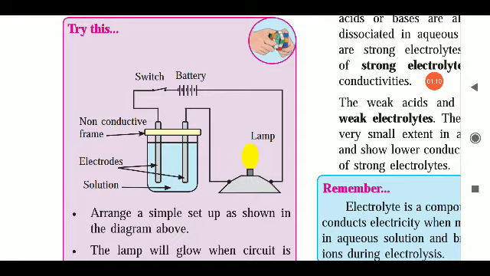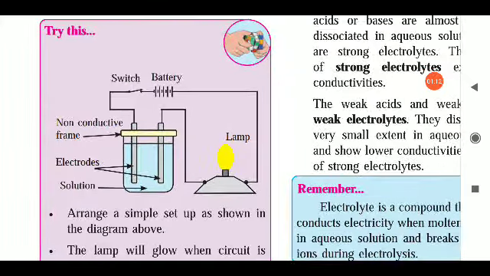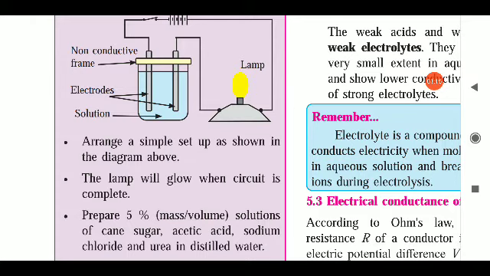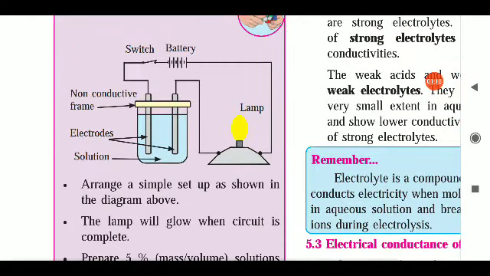Now this is a simple arrangement as shown in the above diagram. The lamp will glow when the circuit is complete. Now look at this picture. In this picture you will notice that two electrodes are placed along with the solution, and a non-conductive frame is fitted at the beaker. Now students, when the switch is on, the lamp will glow.